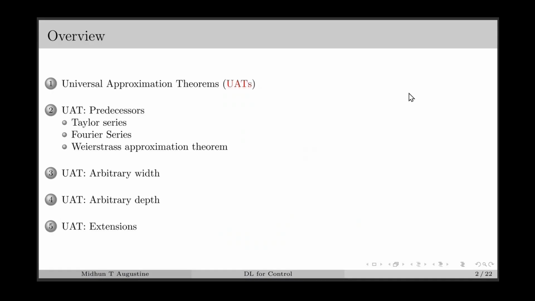Here is the overview of this lecture. We will start with a brief introduction to universal approximation theorems or UATs. Then we discuss a few preliminary concepts in this direction and some of the initial theorems from function approximation which are related to UATs. Then we explore the UATs in arbitrary width direction and also in arbitrary depth direction. Finally, we discuss a few extensions of UATs for other versions of the neural networks.